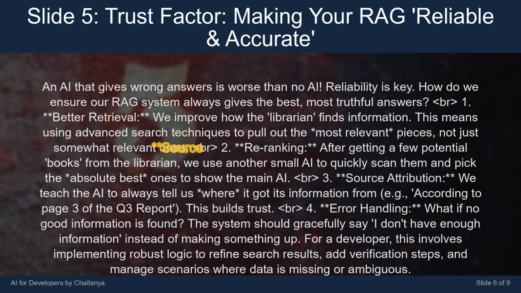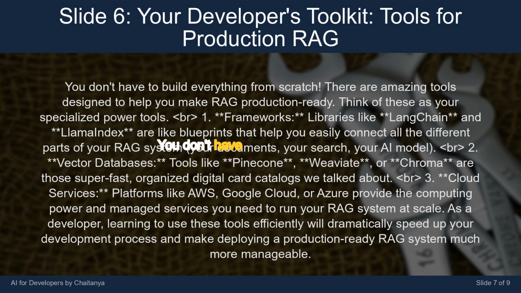3. Source attribution. We teach the AI to always tell us where it got its information from. For example, according to page 3 of the Q3 report, this builds trust. 4. Error handling. What if no good information is found? The system should gracefully say, I don't have enough information, instead of making something up. For a developer, this involves implementing robust logic to refine search results, add verification steps, and manage scenarios where data is missing or ambiguous.